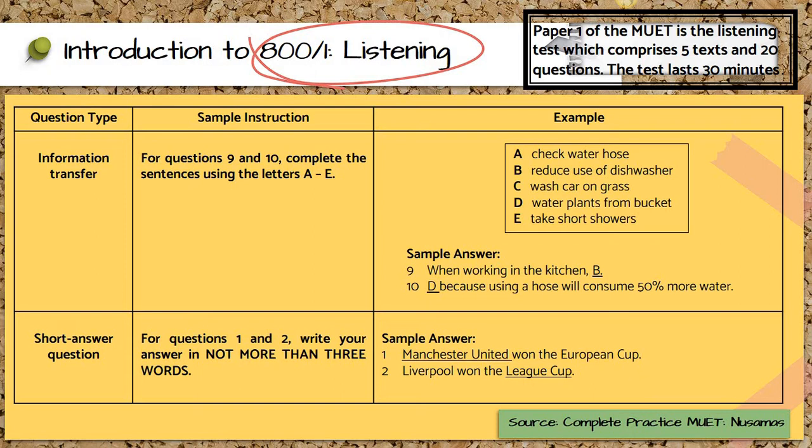The third question type is short answer question. Now here for questions 1 and 2, write your answer in not more than 3 words. Meaning your answers should not more than the required words.